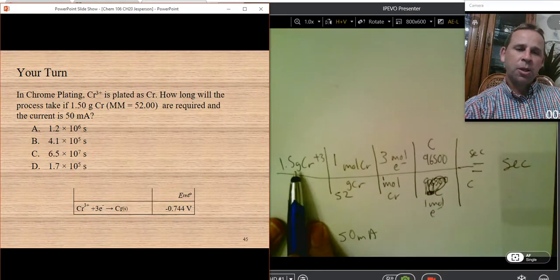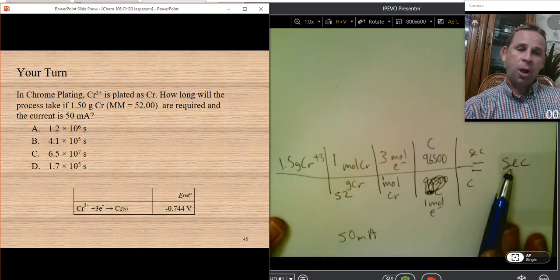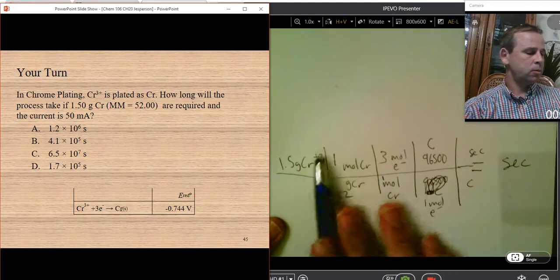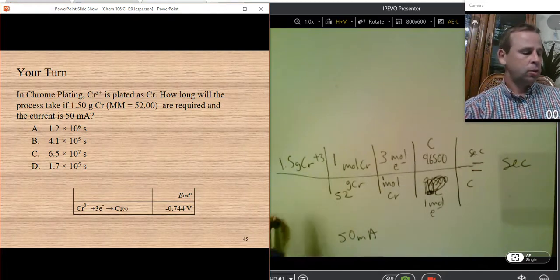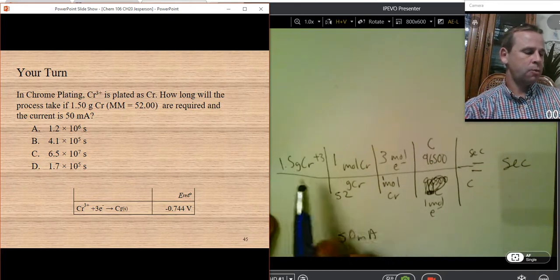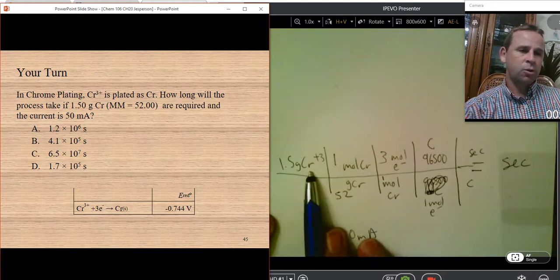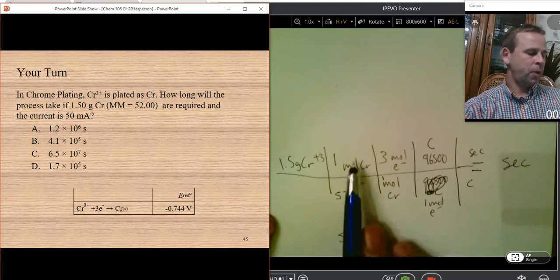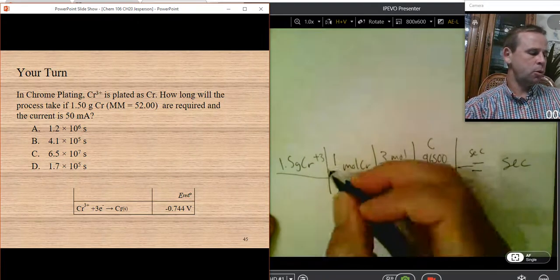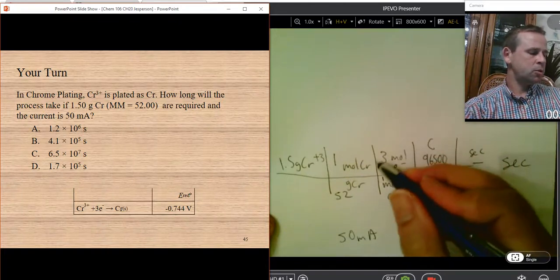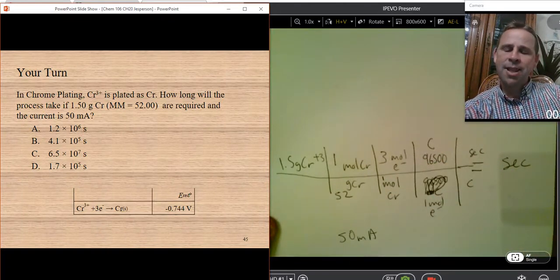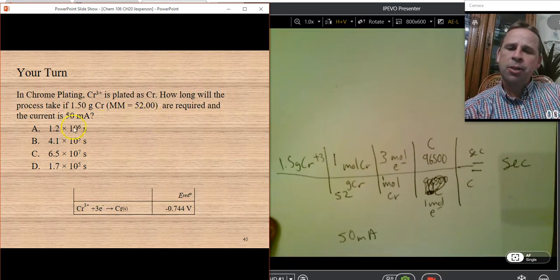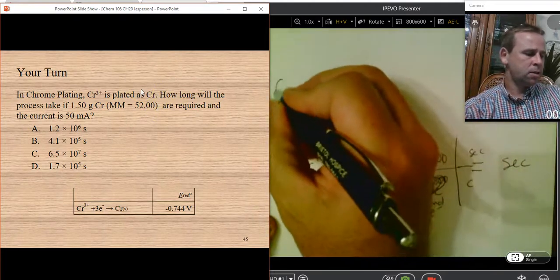If we start off with, well, first we recognize that we're after seconds. Set up our dimensional analysis here. Start off with 1.5 grams of chromium. Now, it doesn't matter if you use chromium metal or the chromium ion, but you can identify how many moles of chromium we have, and then also how many moles of electrons are necessary. I identified the moles of electrons necessary because I can see that we're going from a +3 to the metallic form.